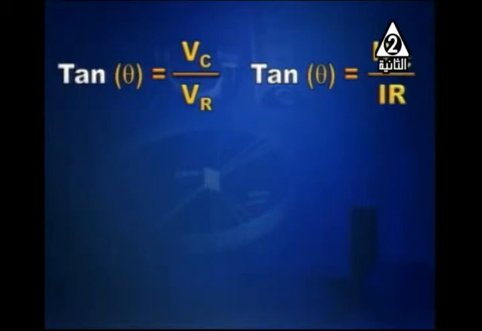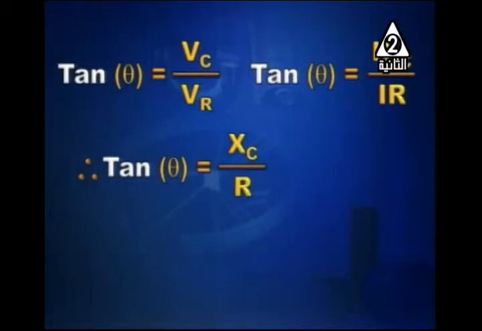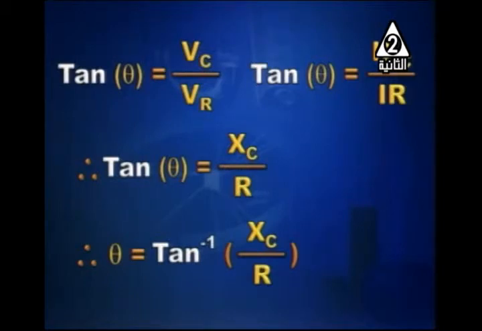VC is equal to the product of I and XC. And VR is the product of I and R. So current will be cancelled out. So tan theta equals XC over R. And theta itself equals tan negative 1, between two brackets, XC over R.